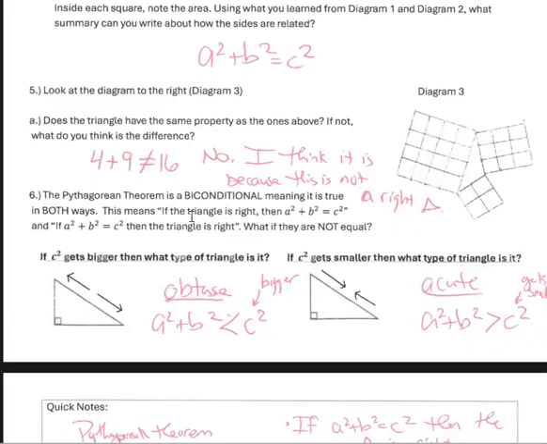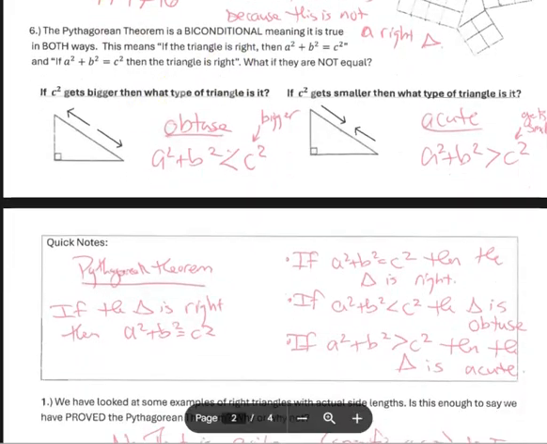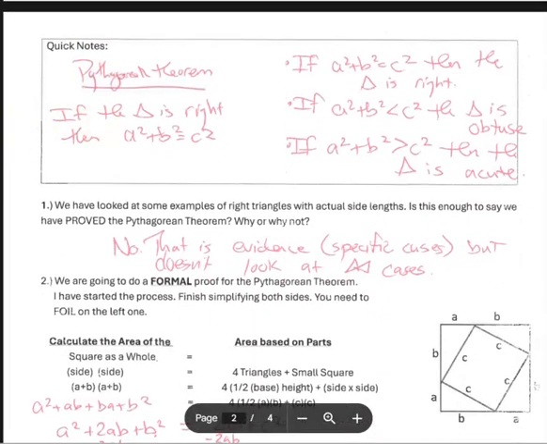Now, what about if a squared plus b squared was the bigger one and c squared got smaller? If you look at a right triangle and c squared got smaller, the only way that's possible is if c got smaller. And if you look at a right triangle where c gets smaller, it is going to be an acute triangle.